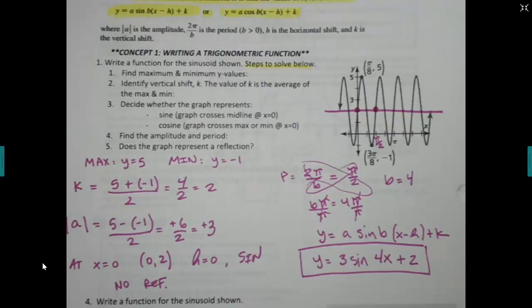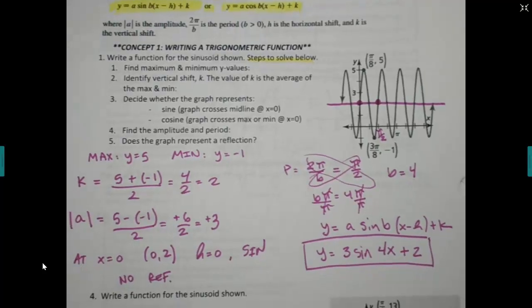If you could, go ahead and try number 4 on your own. Who cares if you get it right or wrong? Just try this problem. Pause now because I'm going to show the answer.